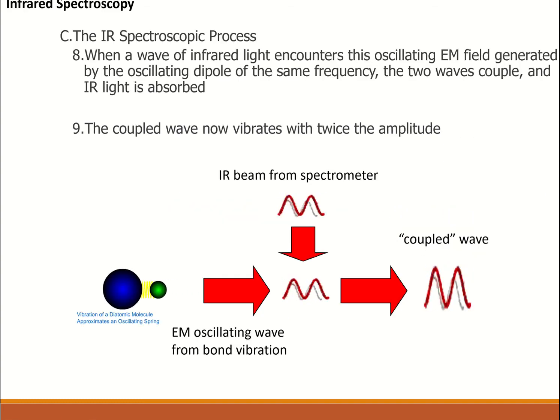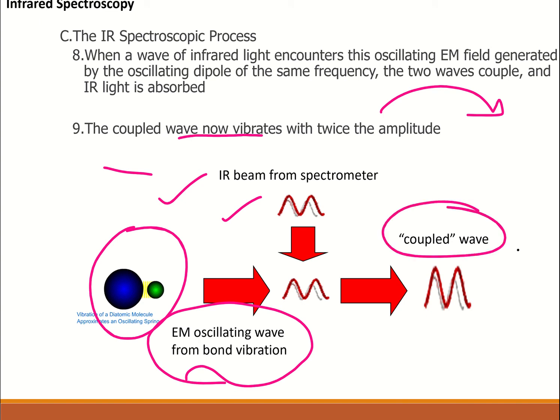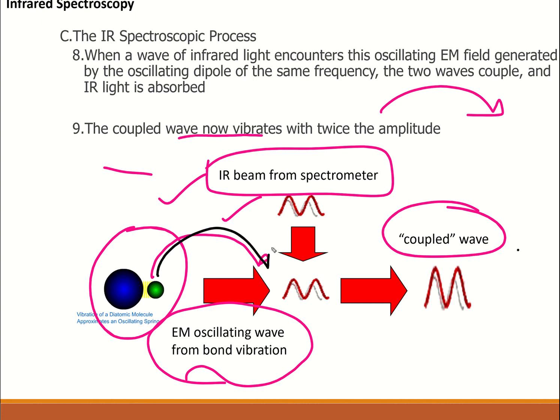Then in the IR spectroscopy process, when a wave of infrared light encounters this, first you should see this is the diatomic. This is the electromagnetic oscillating wave from the bonding molecule. This is the IR beam, which has its own vibration. This vibration and the bond vibration combine with each other, and it gives you a big wave, which we call the coupled wave.